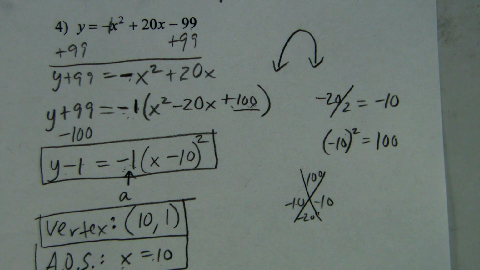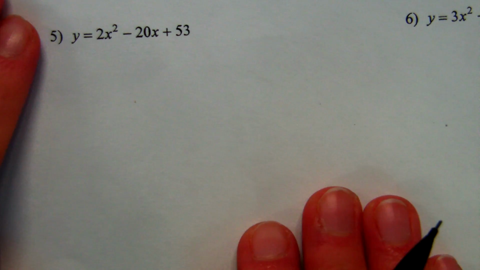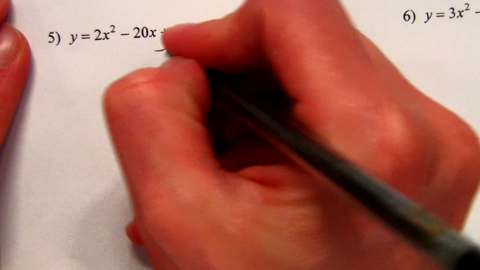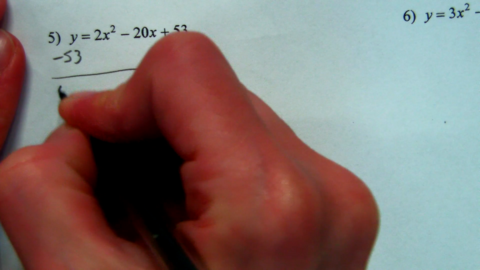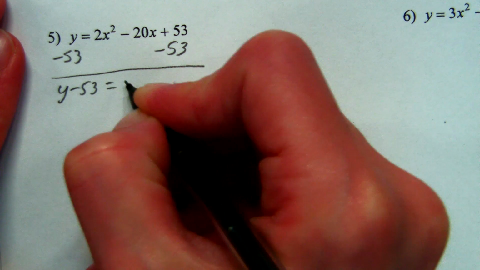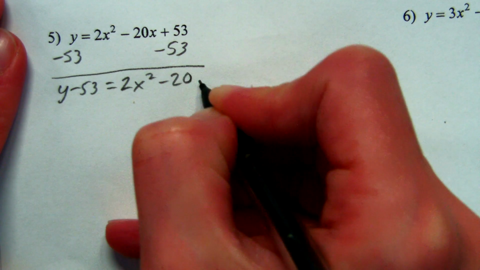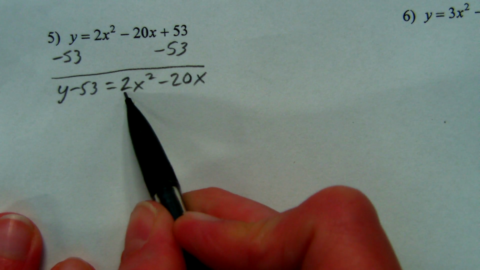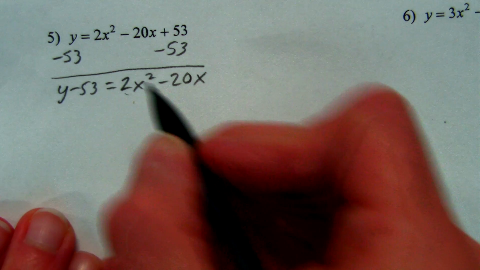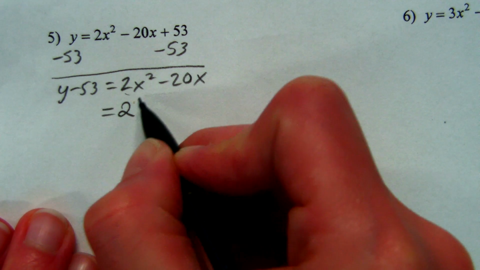Okay, 5 and 6 are similar to 4, but instead of a negative, we're just going to have a number in front of the x squared, but the main process will be the same. Let's go down to number 5. So first, we're going to move the 53 to the other side. So y minus 53 equals 2x squared minus 20x. I cannot complete the square with that 2 out there in front, so we're going to factor it out. We're just going to take a 2 out of both terms.